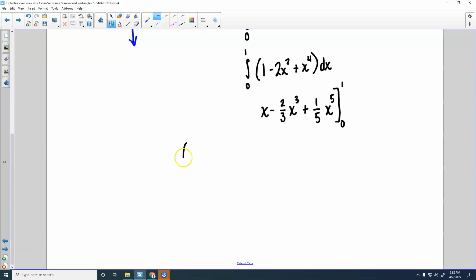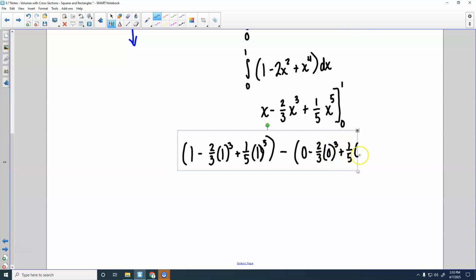And so I will plug in 1 minus 2/3 times 1 cubed plus 1/5 times 1 to the 5th, minus, then I'm going to plug in 0 minus 2/3 times 0 cubed plus 1/5 times 0 to the 5th. All of the stuff in that second parentheses is just going to be 0. In the first parentheses, I'm going to get 1 minus 2/3 plus 1/5.